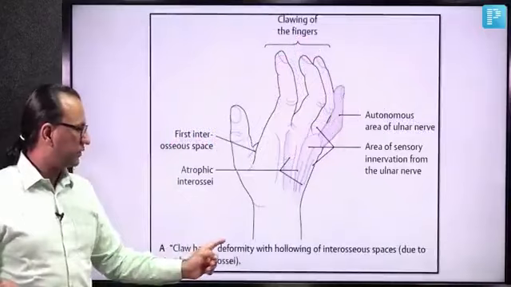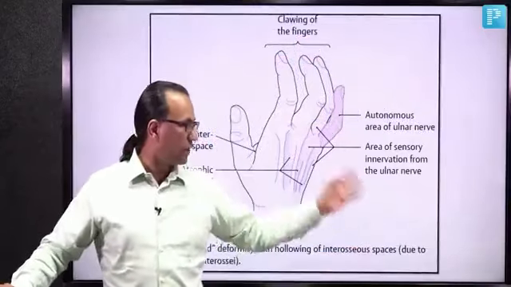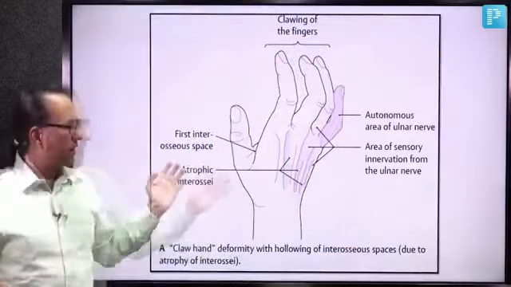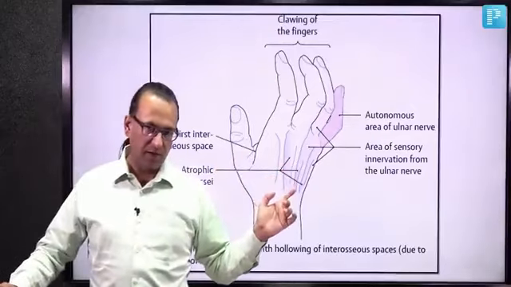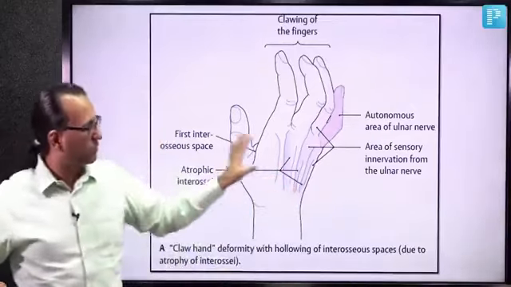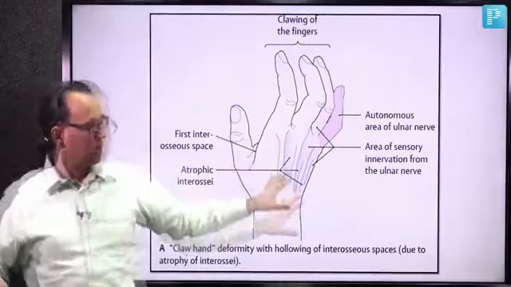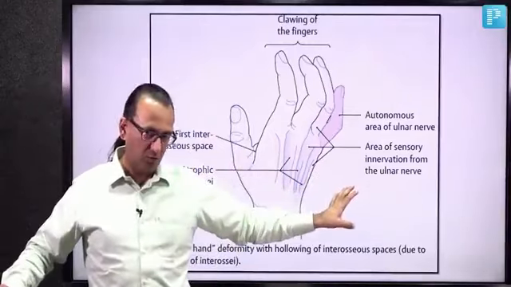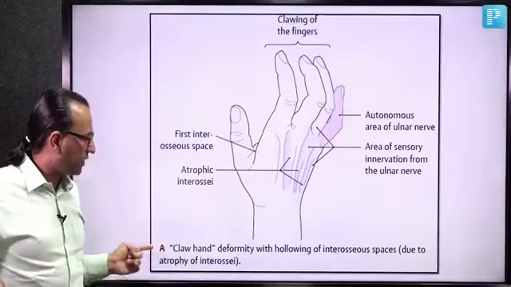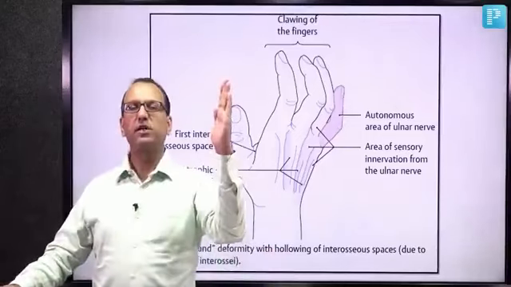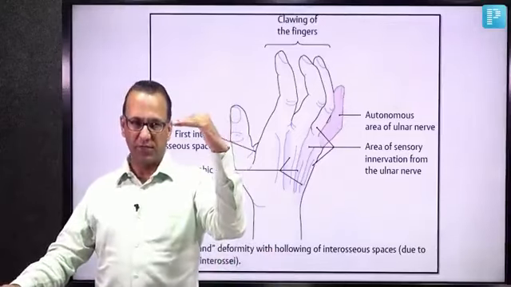In claw hand, which is specifically shown here for ulnar nerve, claw hand occurs because the lumbricals and interossei are not working, and most of the muscles which we are talking about, all of the interossei and the two lumbricals, are supplied by the ulnar nerve. If the ulnar nerve is not working, there will be difficulty of MCP flexion and interphalangeal extension.